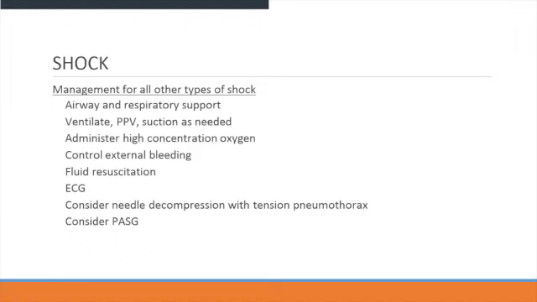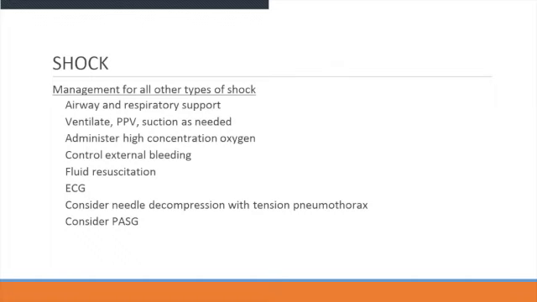Manage it for all other types of shock. Airway and respiratory support. So you're going to go ahead and give them high flow oxygen. You may need to ventilate or provide positive pressure ventilation. Suction. A lot of times their airways could be full of mucus or secretions, so you need to keep the airway clear. You don't want them to aspirate. They're already having a hard enough time trying to keep their body in homeostasis, so we don't need to complicate it anymore.